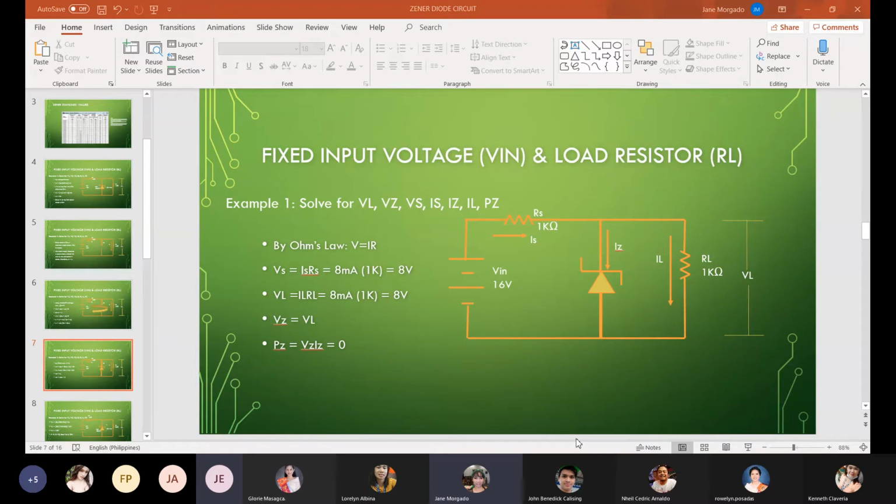Open circuit siya, di ba? Open circuit. Sige lang, hula lang kayo. Kahit anong, okay lang, tatanggapin ko lahat ng sagot nyo. That's how we learn, di ba? 8, ma'am. 8, okay. 8 volts. Bakit siya 8?